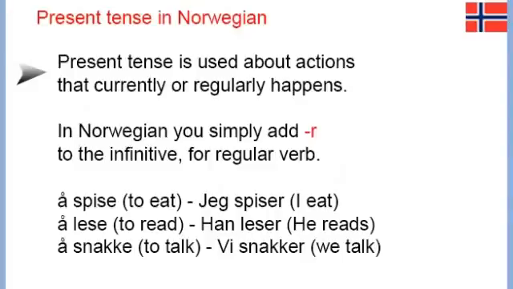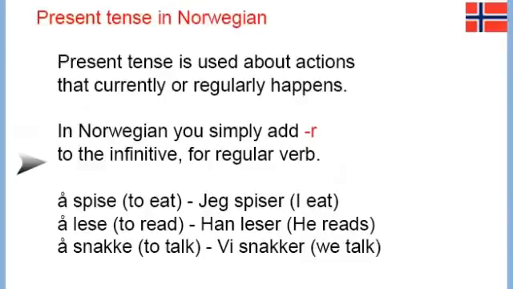As in English, the present tense is used for actions that currently or regularly happen. In Norwegian, with regular verbs, it's quite easy. You have the infinitive form. To create the present tense, you add the R. There are irregular verbs, of course, but with regular verbs, which is most verbs, you just add the R. And unlike English, you don't have to conjugate based on whether it's first person, I, third person, he, or plural, we. The verb is the same in Norwegian, regardless of who is doing the action, whether singular or plural.